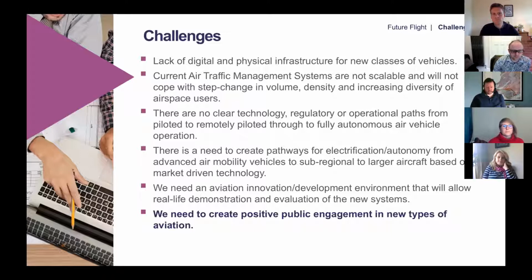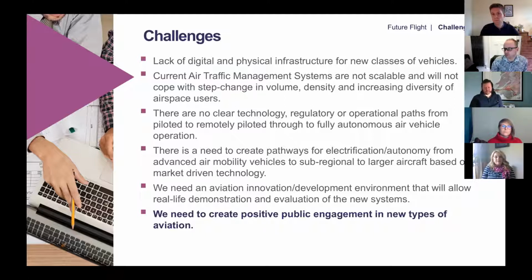Thanks. But the digital infrastructure is not the only challenge to resolve. Other challenges include the lack of physical infrastructure, such as vertiports, electric charging points, hydrogen storage, and the local planning and approvals required for all of this. There's also no clear technology, regulatory or operational pathways to take us from piloted to remotely piloted to fully autonomous operation of these vehicles. But one of our biggest challenges is social license to operate.